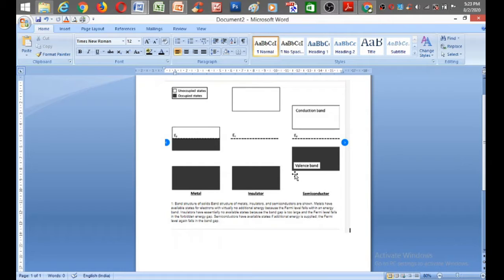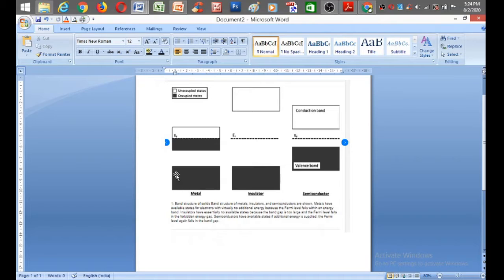Good evening, students. In this lecture we shall see the difference in the band structure of a metal, an insulator and a semiconductor. In case of a metal, this represents the lower filled bands and this represents the valence band, which is the highest occupied energy band of a material.